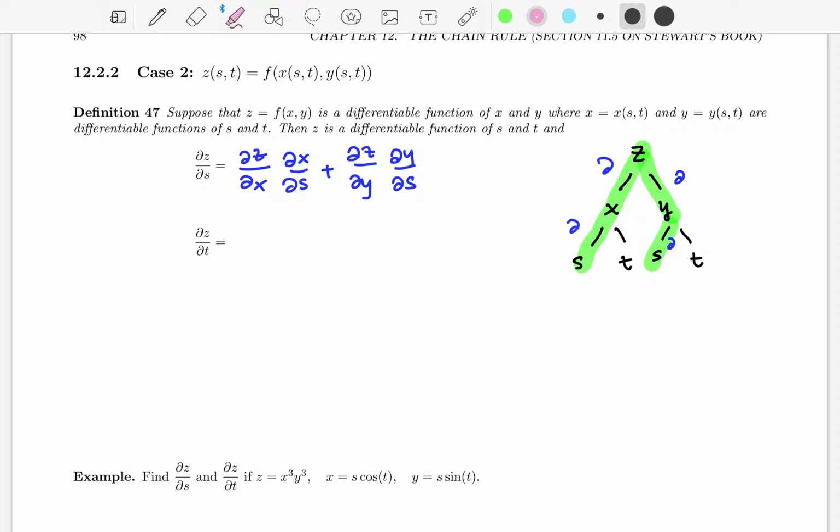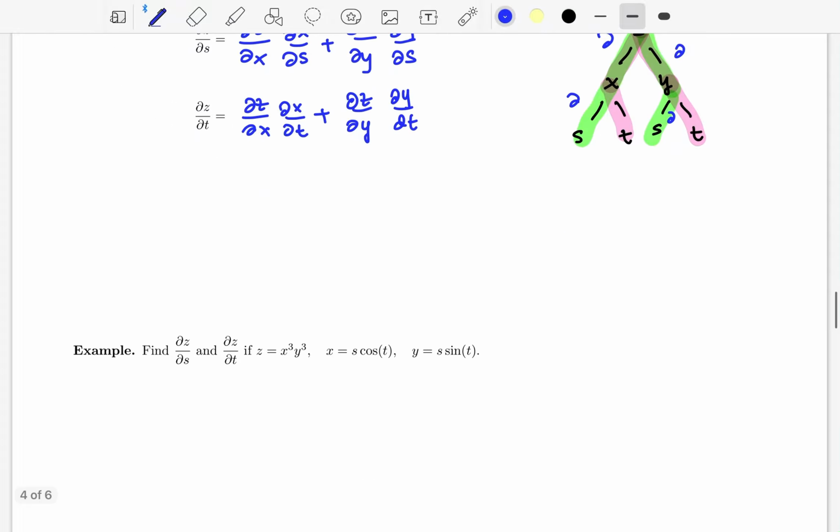So I'll do dz/dx dx/dt plus dz/dy dy/dt. Okay, so this would be dz/dy dy/dt. And I don't know why I did y first, but it's all the same. And this is dz/dx dx/dt plus dz/dy dy/dt. Okay, perfect. That's an example.